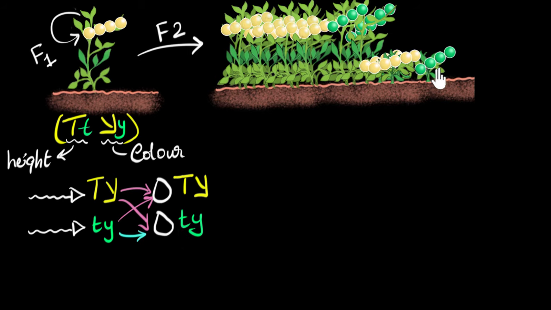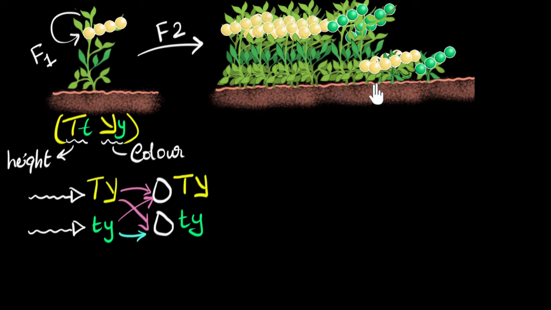Then I would only get short green. Now, think about this. This is the important part, okay? If this was true, then we saw that the only possible children we should have gotten is tall yellow or short green. Nothing in between. That means our children should have looked exactly like their parents. But the experiment shows otherwise.